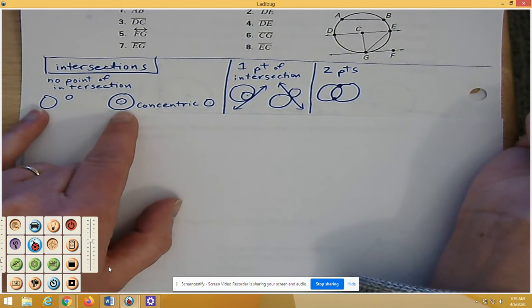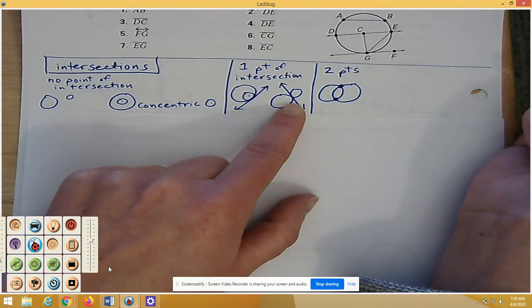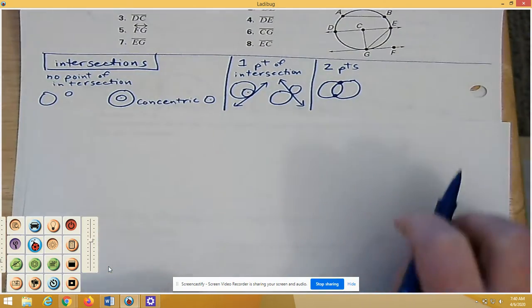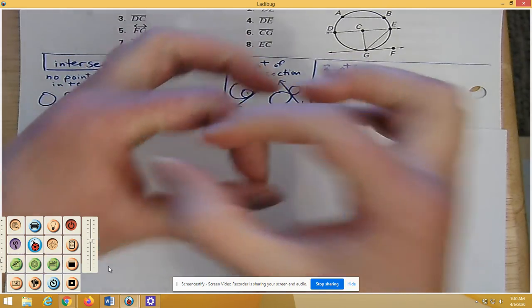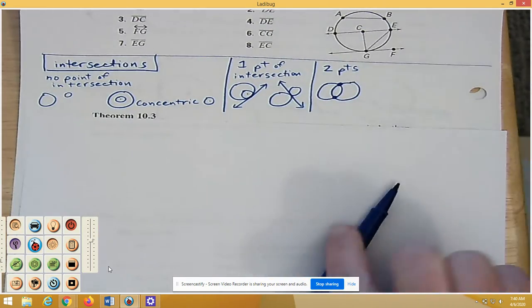Here, they don't intersect at all. Here, they intersect in 1 point. Here, the 2 circles intersect just on each other, so it's kind of like that. And then here, it's overlapping circles, so you're getting the 2 points top and bottom.